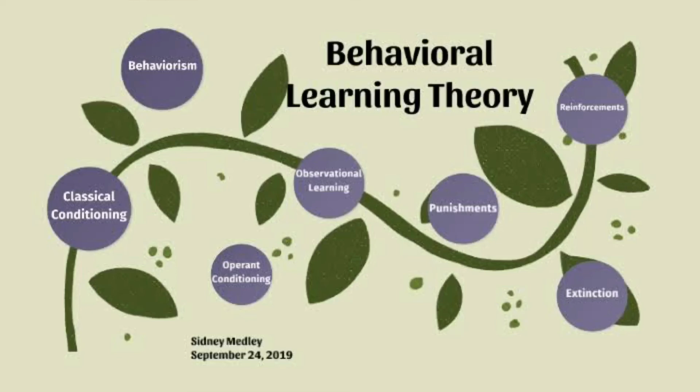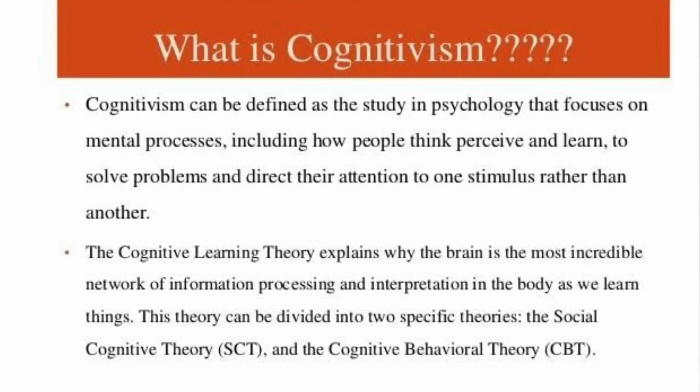Behaviorism: learners' behavior is formed through reinforcement. Second is cognitivism. Now, what is cognitivism? Cognitivism can be defined as the study in psychology that focuses on mental processes, including how people think, perceive, and learn, to solve problems and direct their attention to one stimulus rather than another.